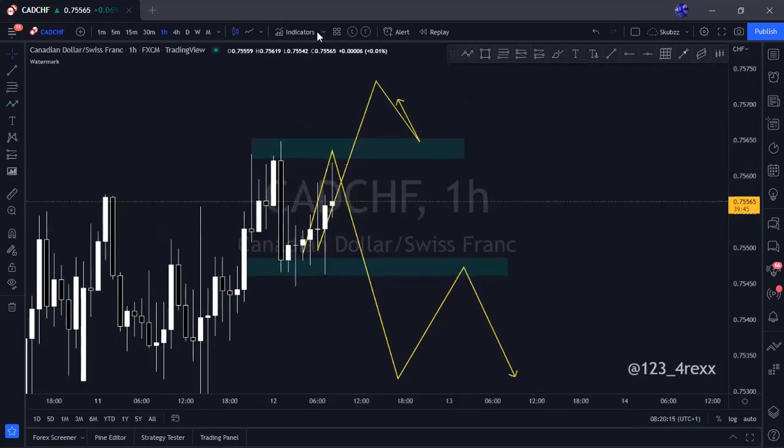Is there any other pair you guys want me to take a look at before we go? What questions do you guys have?